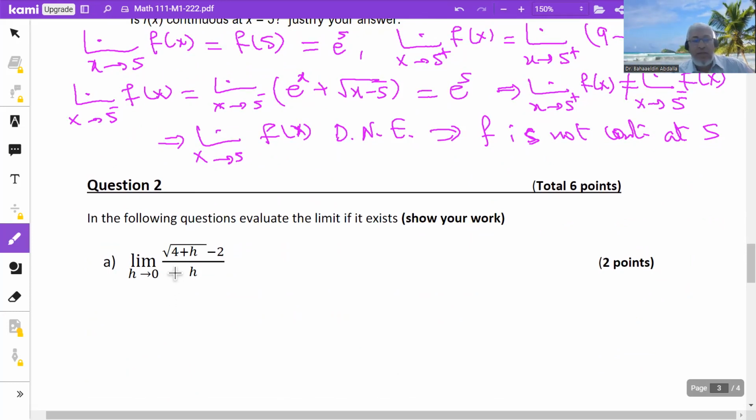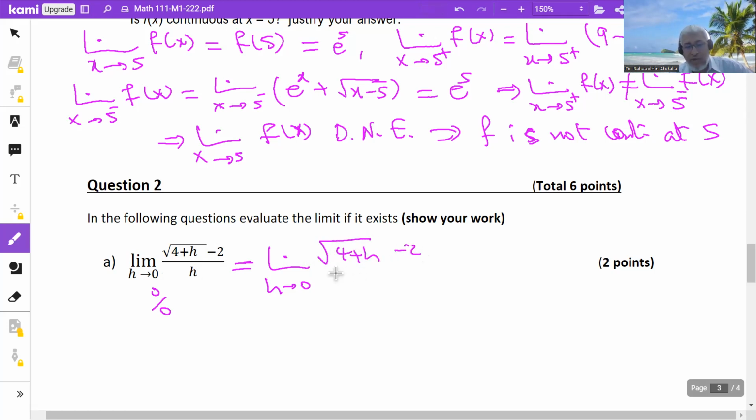Okay. How to find the limit? I replace h by 0. If I replace h by 0, square root of 4 is 2. 2 minus 2 is 0. 0 over 0. I have 0 over 0. When I have 0 over 0, I multiply by the conjugate, or I try to factor.